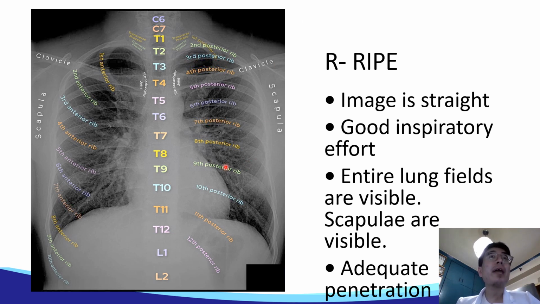Third, we see that the entirety of both lung fields are very much adequately covered, as well as the scapulae or the shoulder blades, as well as other bony landmarks. Finally, we appreciate that the exposure or the penetration of the film is adequate because the outline of the vertebral bodies are also visible.